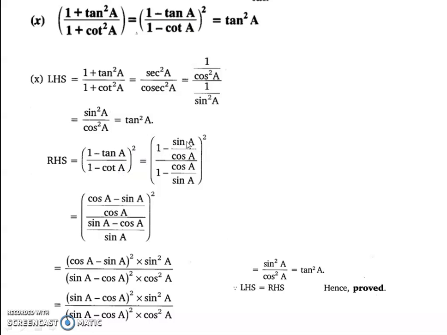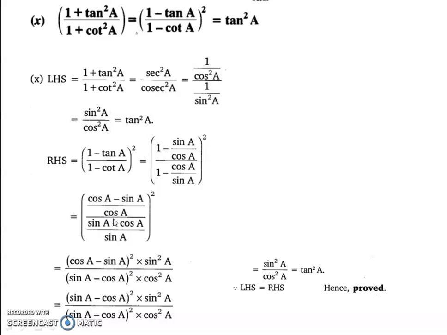Writing tan and cot in terms of sin and cos. Here 1 minus tan A, 1 minus sin A by cos A and 1 minus cot A, we will write it as 1 minus cos A by sin A the whole square. Taking the LCM, we will get (cos A minus sin A) the whole divided by cos A, (sin A minus cos A) the whole divided by sin A. That is what is written here. Okay. Now, (cos A minus sin A) the whole square by (sin A minus cos A) the whole square.